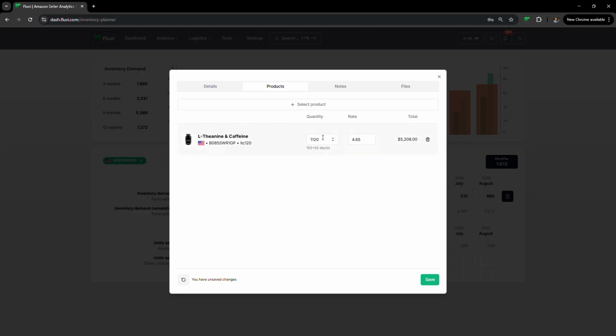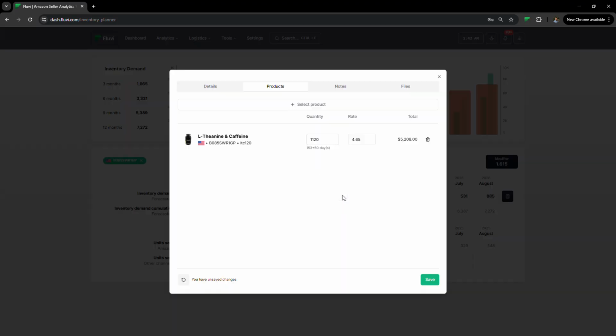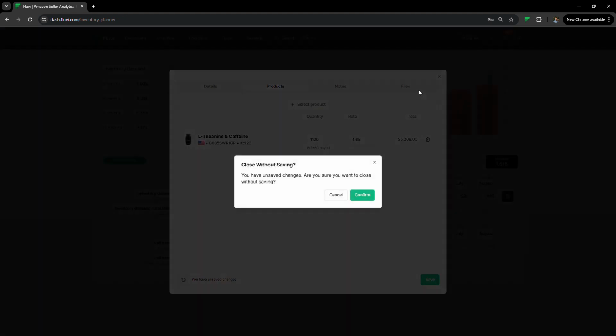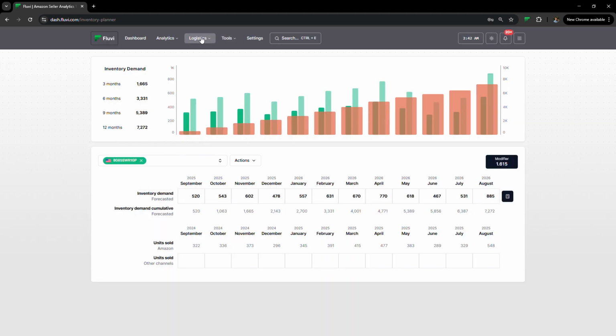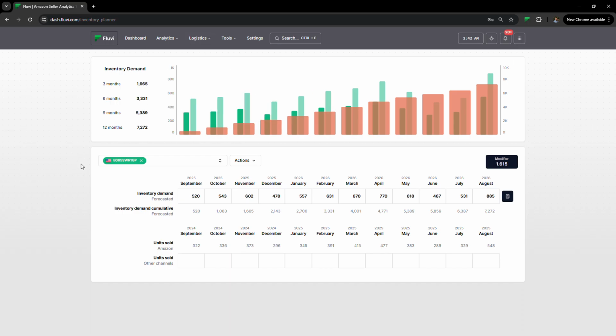Once you find a number of units that you're happy with, looking at the number of days ahead, you hit save and this gets added to the purchase order. You can download the PDF, send it to your manufacturer, and you find all of your purchases over on the batches page. Purchase orders we call batches here. Two terms, same meaning. So this is how our inventory planning feature works.